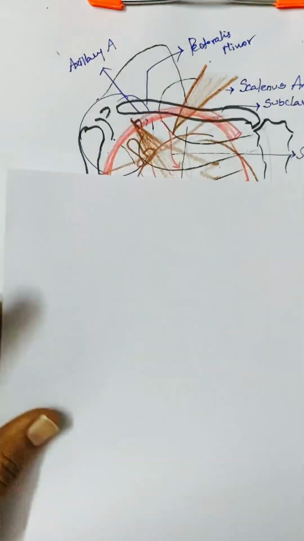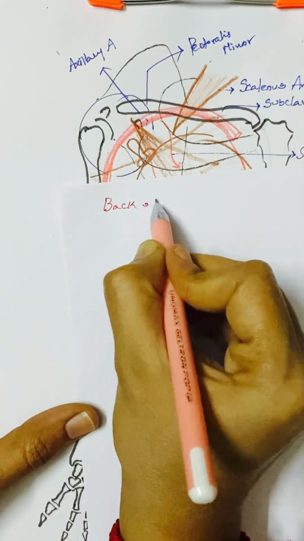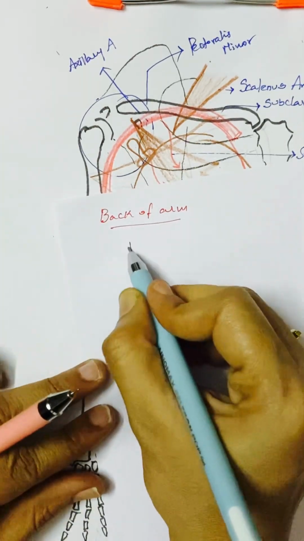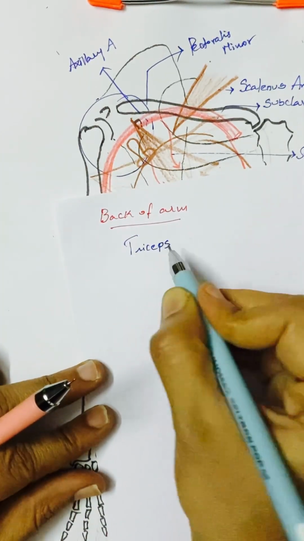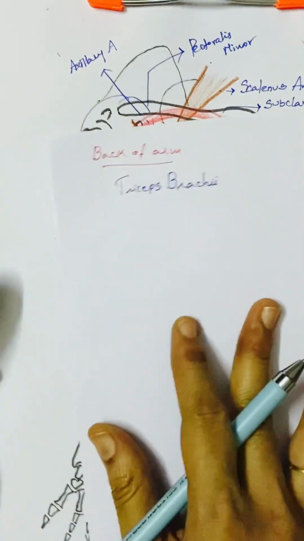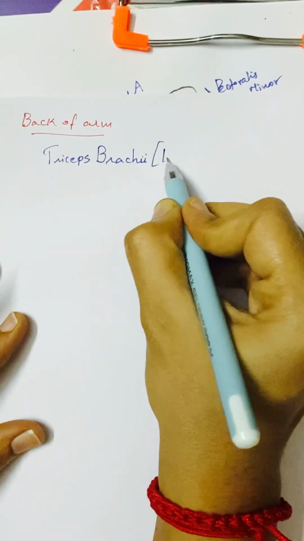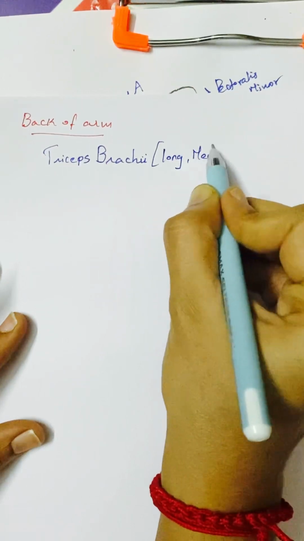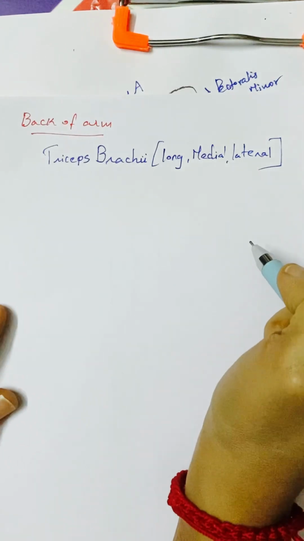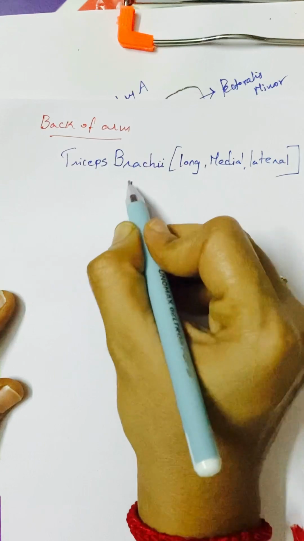Now coming to the back of the arm. Here in the back of the arm there is only one muscle called triceps brachii. It is named triceps because it contains three heads. The three heads are the long head, medial head and lateral head, which get inserted into the olecranon process of the ulna. The nerve of the posterior compartment of the arm is the radial nerve. So the triceps is supplied by the radial nerve.